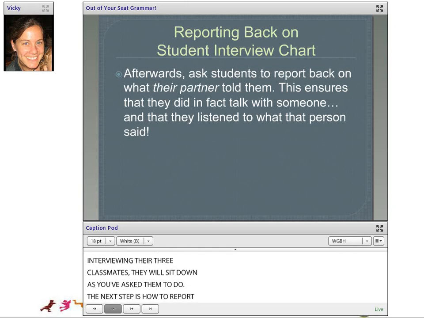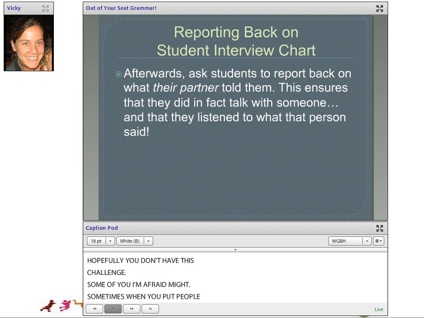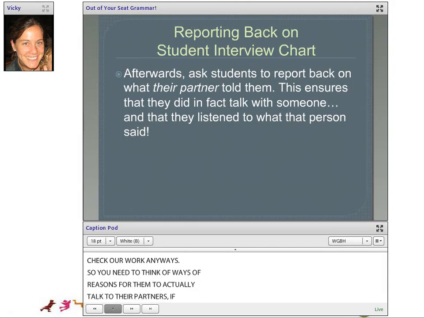So I don't know about you, but sometimes when I ask students to work with a partner or work in a group, I've noticed that they don't always do it. Hopefully you don't have this challenge, but some of you, I'm afraid, might. Sometimes when you put people into partners, one person just does it by themselves, or maybe none of them really do it because they think, well, she's not really going to check all of our work anyways. And so you need to think of ways, of reasons for them to actually talk to their partner, if that's what you've asked them to do, and actually listen to their partner.